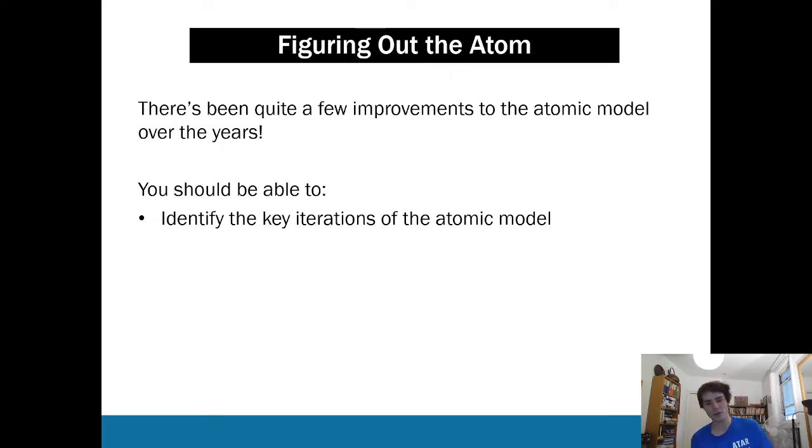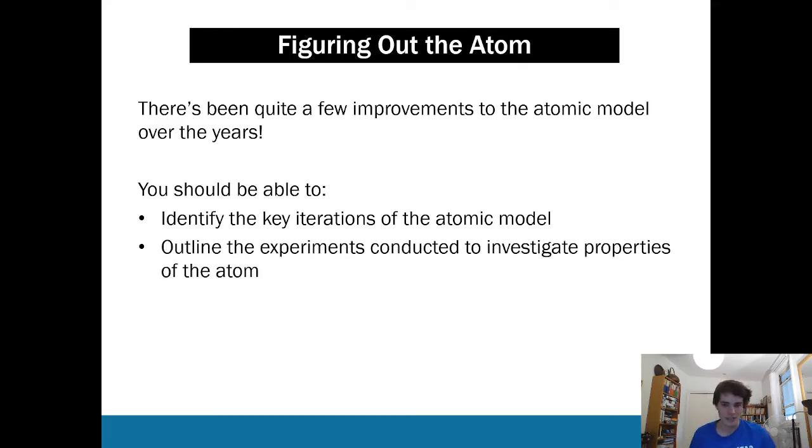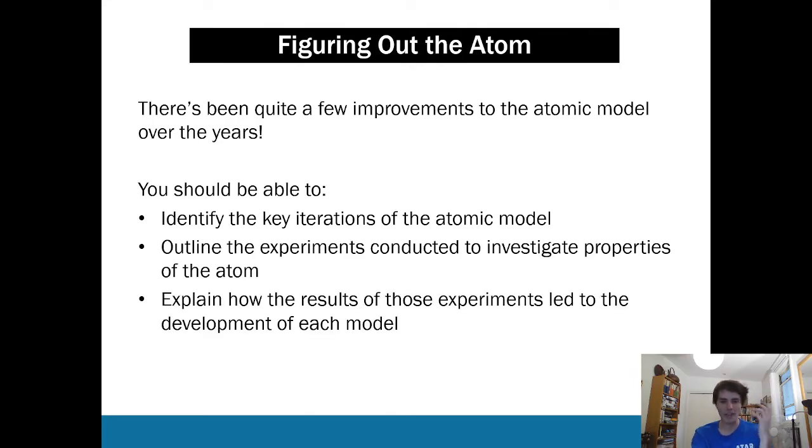And for each of these models, I would say you should be able to, first of all, identify what are the key iterations of the model of the atom. You should be able to then describe the experiments that were conducted to investigate those properties of the atom. And then you should be able to explain how those experiments actually contributed to the development of the model, right? What were the outcomes of each of those experiments that led to very specific parts of the model of the atom?